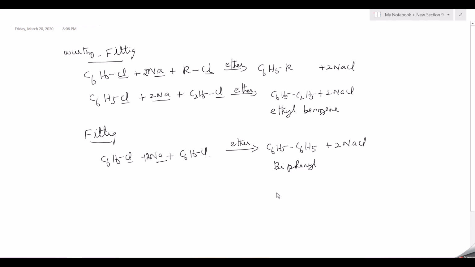So biphenyl structure you will have like this. So you take this as one C6H5 and then another C6H5 you will have like this. So the structure of biphenyl is this one. So this is one C6H5. So this is about Wurtz Fittig and Fittig reaction.